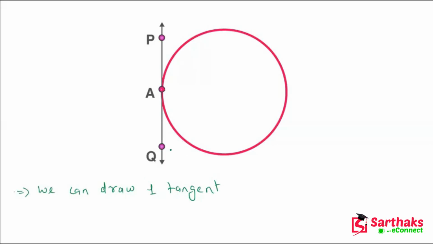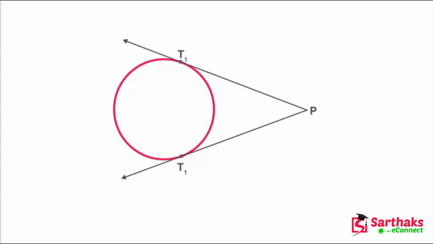Here PQ is a tangent. I hope you get this point. Now let's move on. The third case is that if a point is outside the circle, then from this point we can draw two tangents. PT1 and PT2 are two tangents.